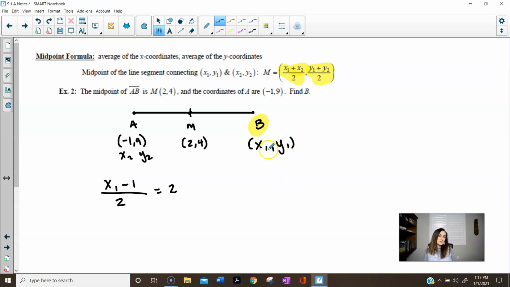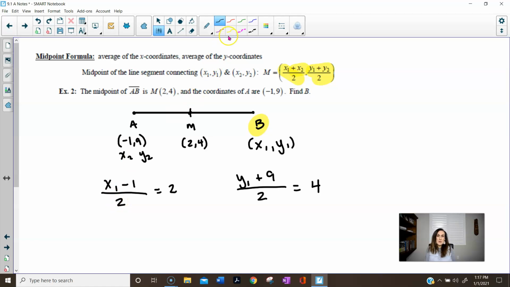Then if I want to find y sub 1, I would add my y coordinates. So I have y1 plus 9. And again, I'm finding the midpoint, so I would divide it by 2. I'm taking the average, and that's going to equal that midpoint y coordinate, which is 4. So from here, you're just going to quickly solve.